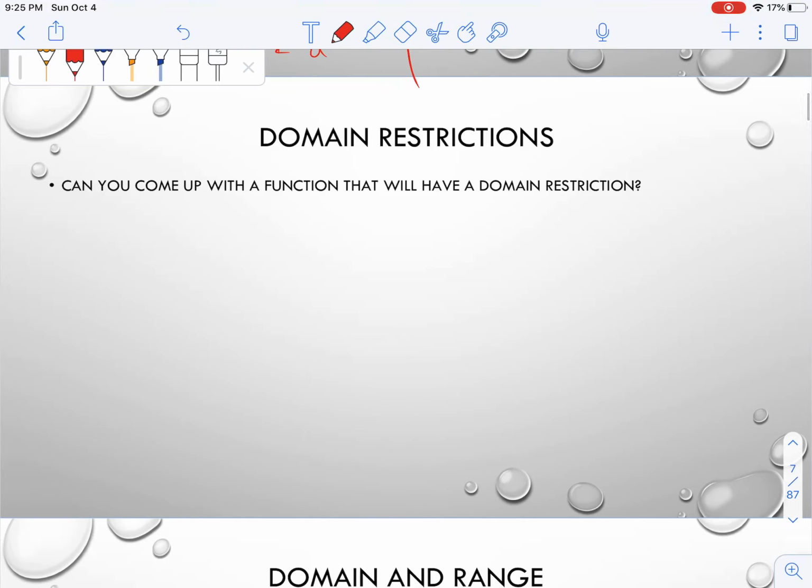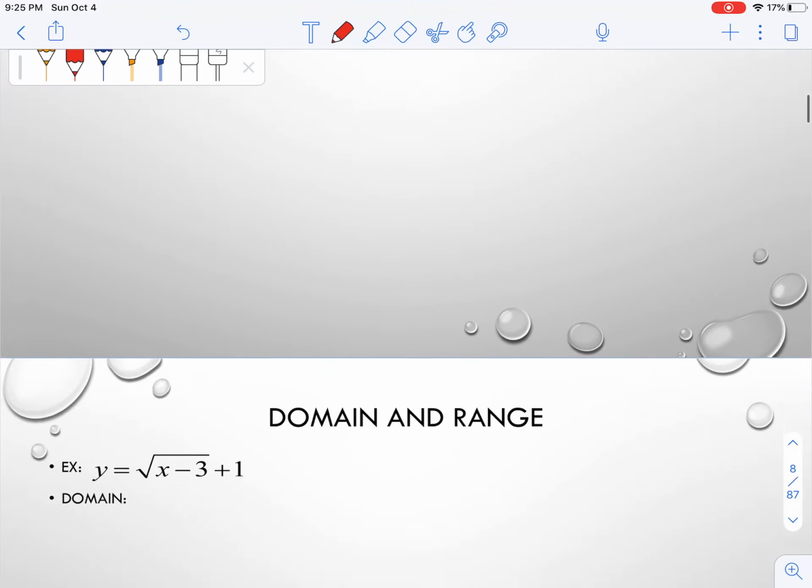So I'll let you guys think about what type of function, or come up with your own example of a function that's going to have maybe one or even more than one domain restrictions. Okay, and we could talk about those in class tomorrow.